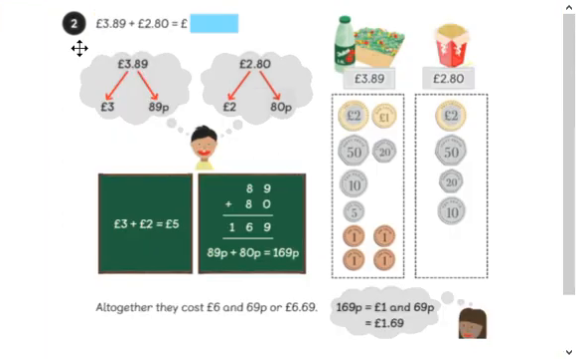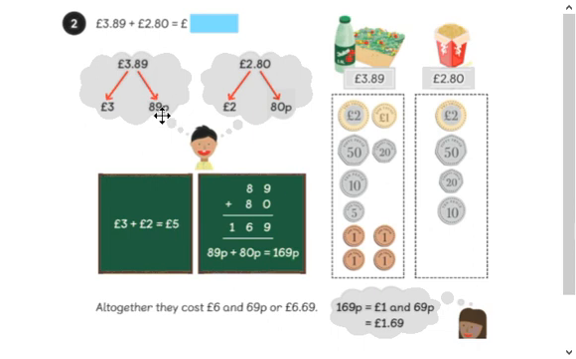And then we need to add in the final price here. So it would be £3.89, which we've already got, and then we're adding £2.80. So we could do the same again. So we could say, we could add the pounds together. So we could say, okay, down here we've got £3 plus £2 is £5. And then we could add what's left.